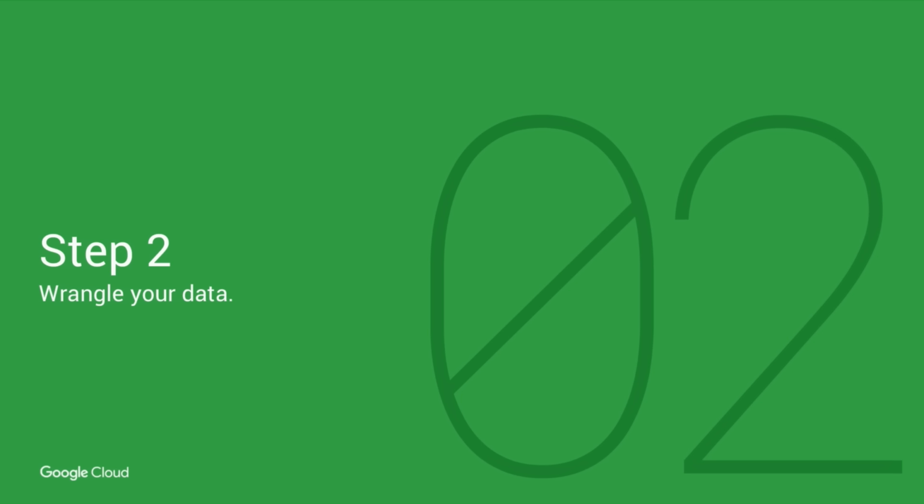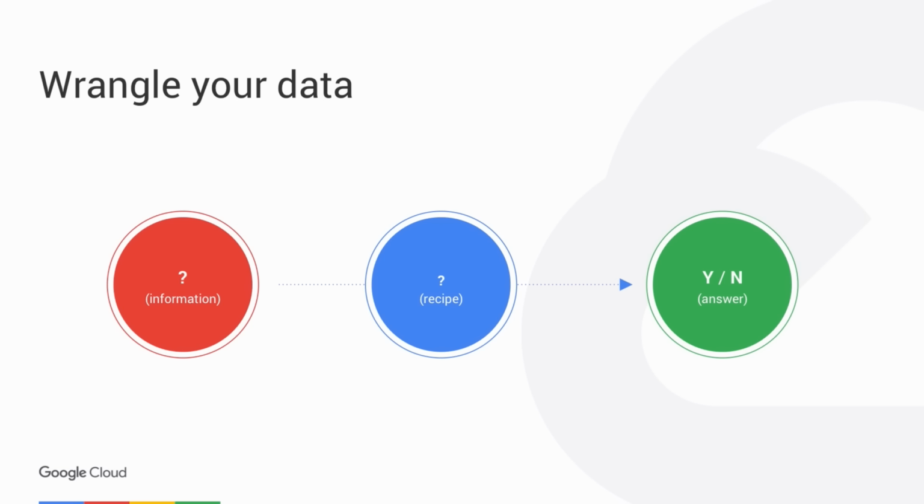Step 2, wrangle your data. Machine learning is not the kind of magic that makes something out of nothing. There has to be relevant data to learn from, so let's get some. How about using the age of the wine in years and a review score?